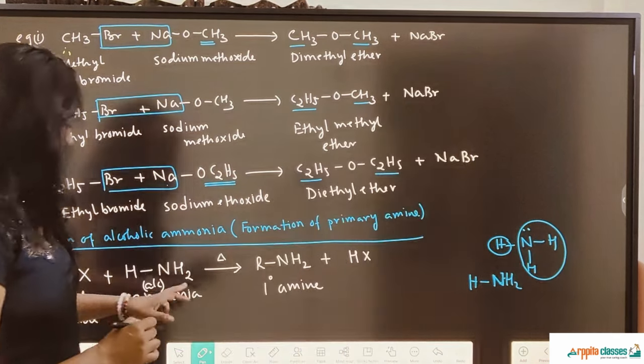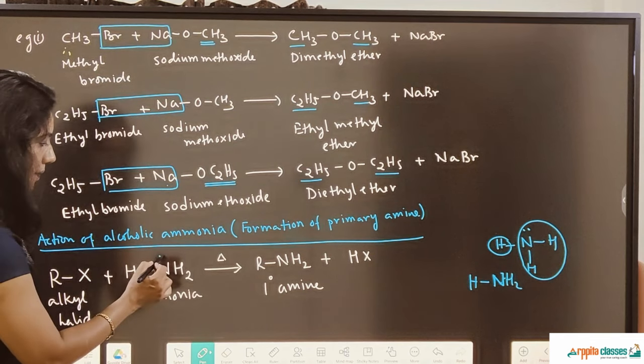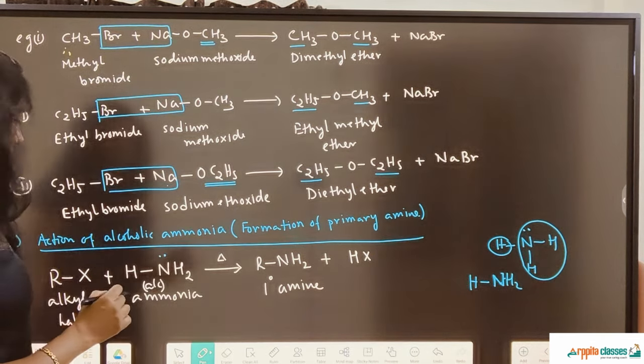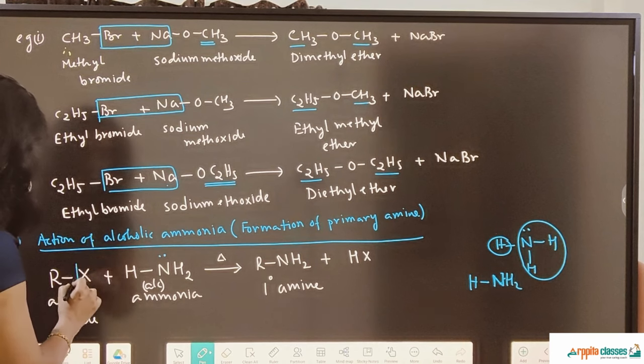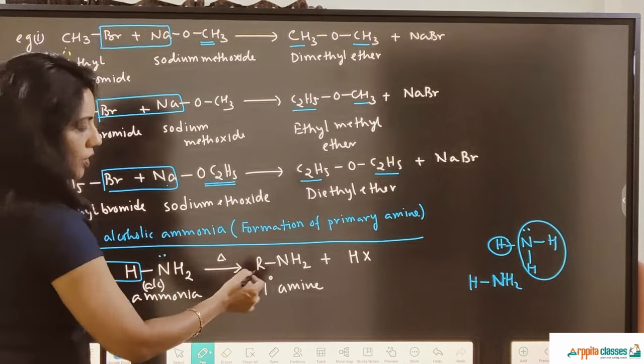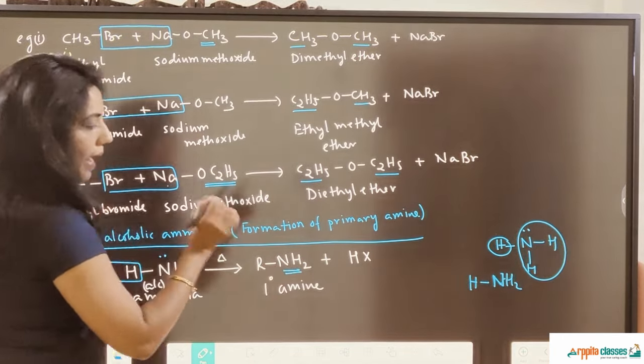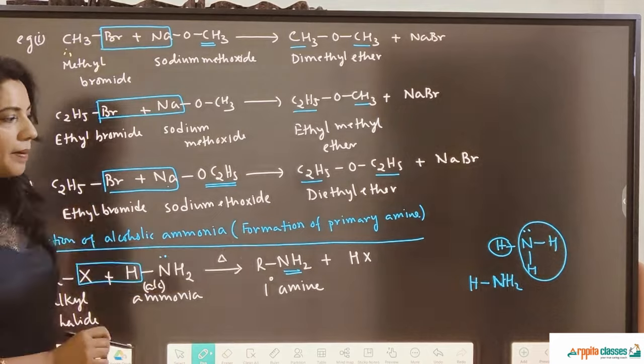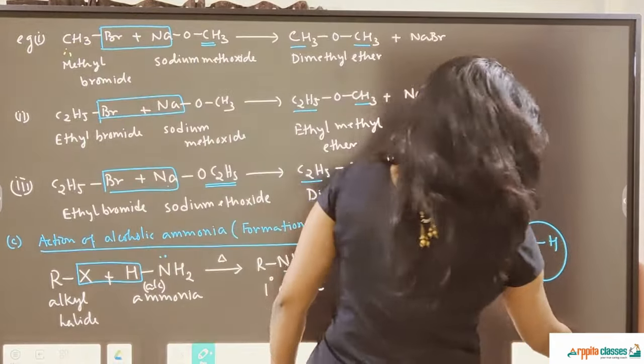Okay. So see here, H and NH2. This is having a lone pair of electrons. So what happens is HX comes out from here, HX comes out and you get our NH2. NH2 group is what? Primary amine. So you get a primary amine. Okay. Let us see the next reaction.